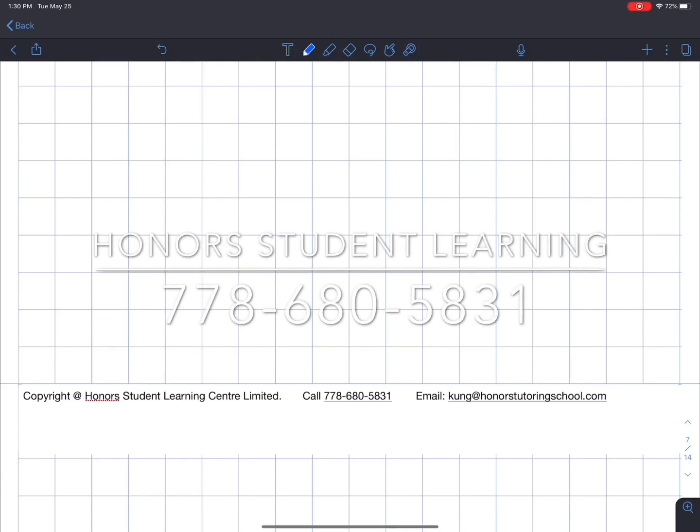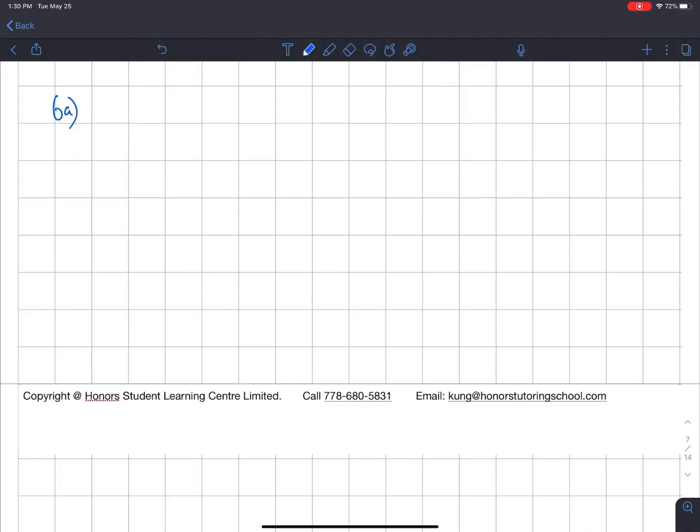Okay, question 6, 6a. So the proportion equation that you need to know in percentage problems is amount over the base equals percent over 100.